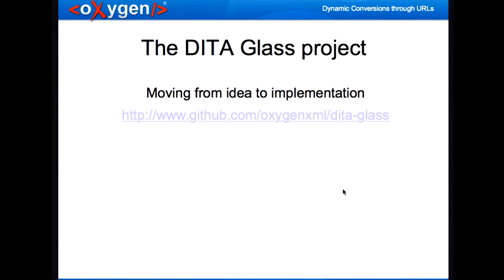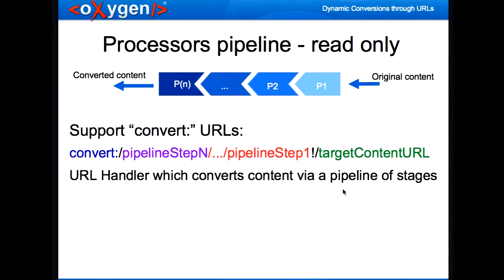We implemented this in a project on GitHub, which is called Data Glass, because we focused on converting to DITA in many of these examples. But again, this is not necessarily linked specifically to DITA, only the examples that we use are DITA specific. And now, instead of implementing Excel to DITA, Markdown to DITA, and so on, 100 different conversions, we decided to implement only a single URL type, which starts with convert.